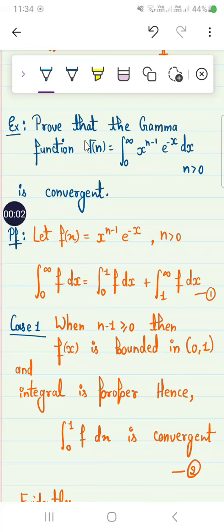Hello students, today we have discussed the gamma function. Gamma function is used in differential equations, right? These gamma functions have a value which we can use in differential calculus and differential equations.